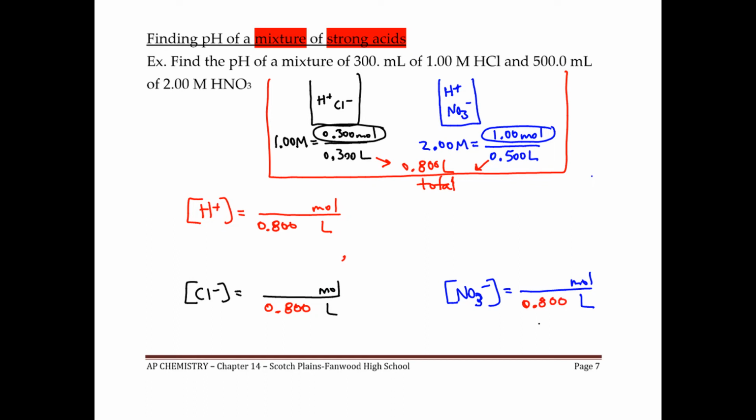So the total moles of H plus are going to be all the H pluses from here and all the H pluses from here. If there's 1 H here, then it would be 0.3 times 1 plus 1 times 1. So that's going to give you a total of 1.3. You'd write that here for the H plus moles. Then when you do the math for this, you should get 1.63 molar.